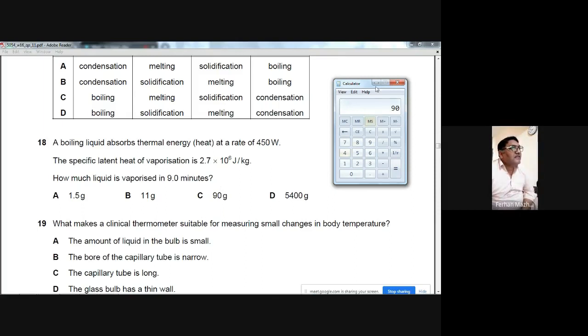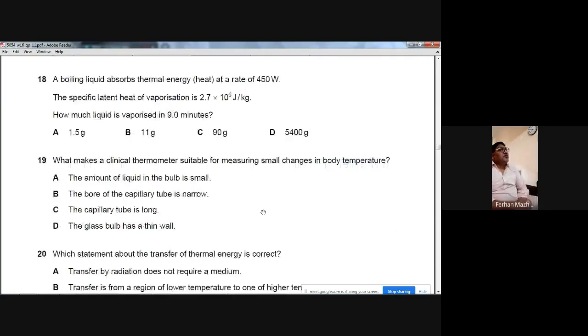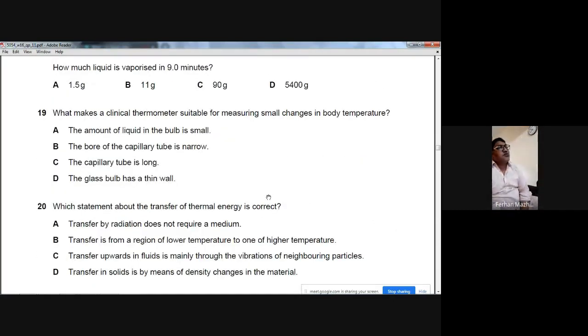Question number 19. It says, what makes a clinical thermometer suitable for measuring small changes in the body temperature? It says the amount of liquid in the bulb is small. That's wrong. And the bore of the capillary tube is narrow. That's good, because when the capillary tube's bore is narrow, it makes it very sensitive. When the thermometer is very sensitive, it shows large expansion for a small change in temperature. So B could be the choice. The capillary tube is long. That's wrong. The glass bulb has a thin wall. That's wrong. So B is the choice. Question number 19, the choice is B.